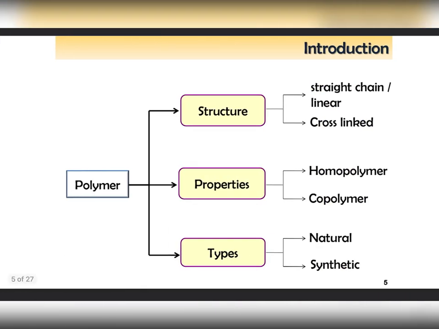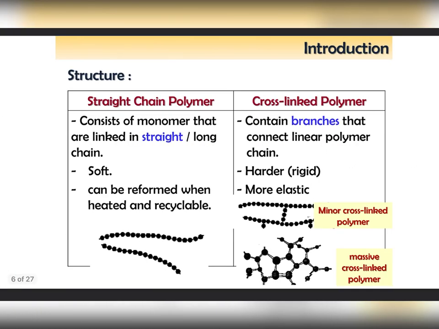Right, so untuk polymer, kita akan tengok structure. Dia ada straight chain ataupun linear and cross link. Properties untuk polimer, kita ada homopolymer and copolymer. Type of polymer, kita ada natural and synthetic polymer. So, untuk straight chain polymer, as the name itself, it consists of monomer that are linked in straight chain. So, satu monomer, dua, tiga, empat, lima, enam and so on lah. Okay, all of them are linked in straight chain. So, you have one straight chain, two straight chain, three and so on lah. So, itu adalah straight chain polymer.